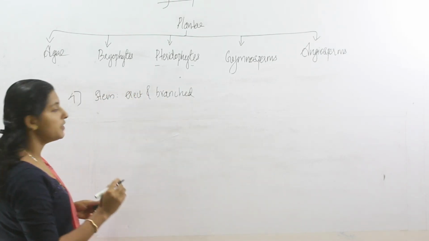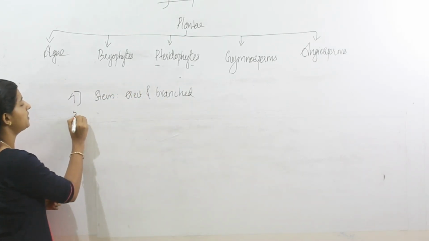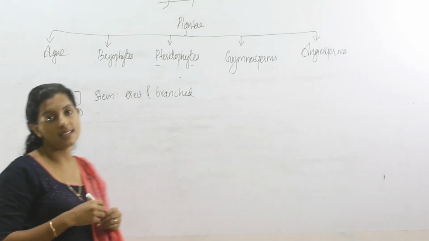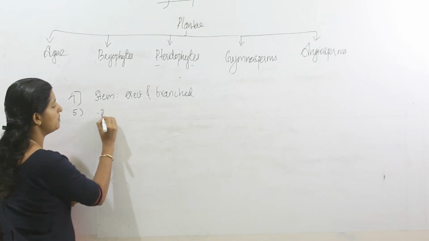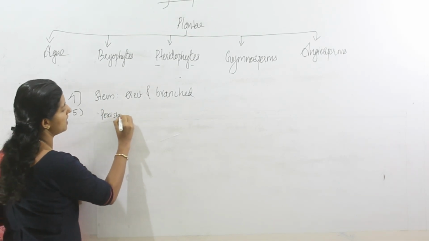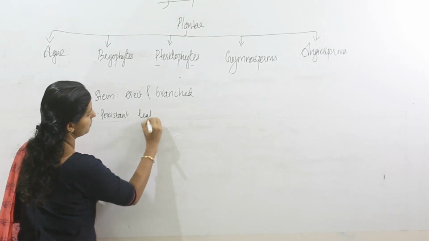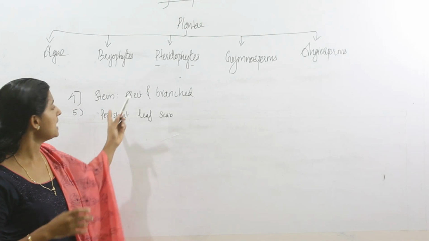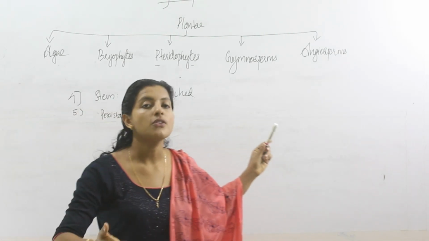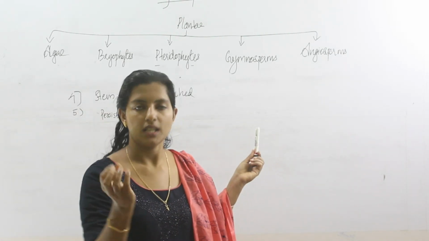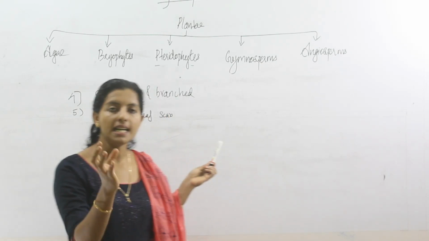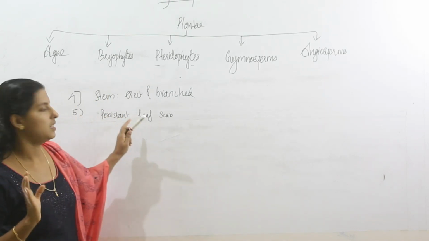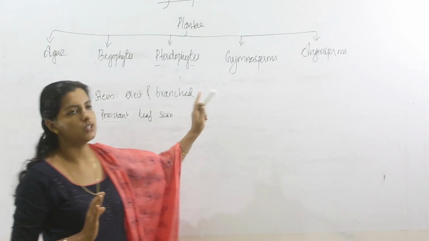Then the fifth point. In the stem, persistent leaf scars are present. What is this persistent leaf scar? That means if a leaf is matured and drops out, it will leave a leaf scar in the stem. That is another general characteristic feature of gymnosperms.